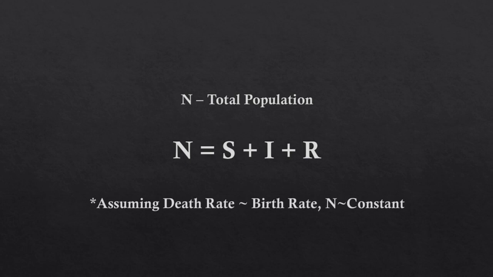In this model, N represents the total population. It's the sum of the three compartments, S plus I plus R. We're operating under the assumption that the death rate is approximately the same as the birth rate, and as such, the population in the model will remain constant.